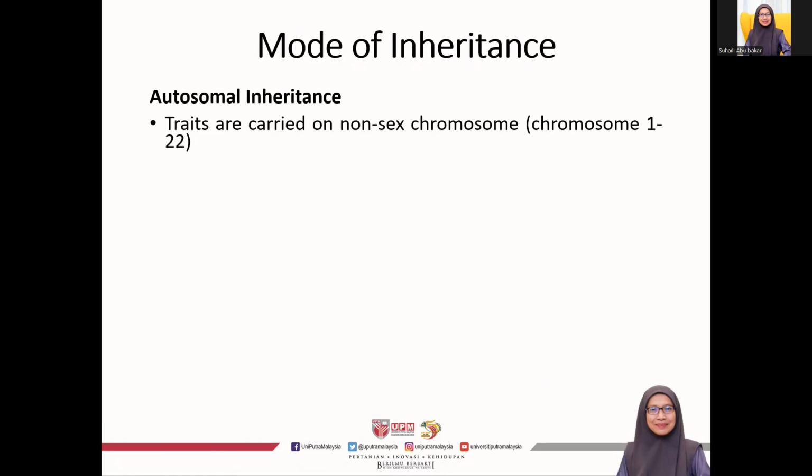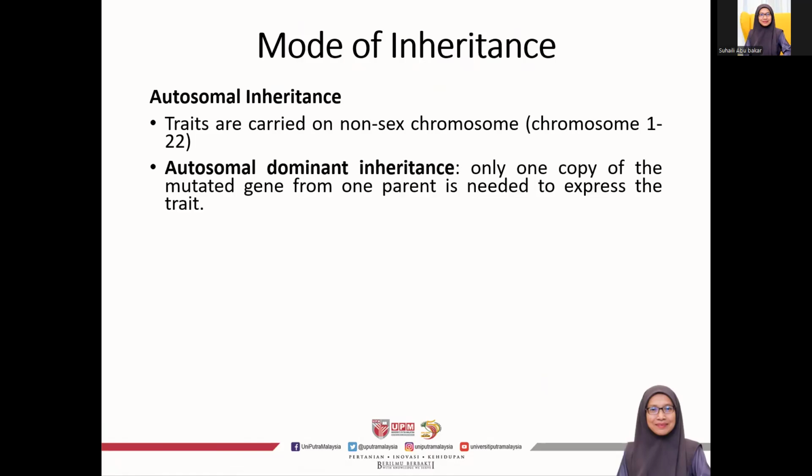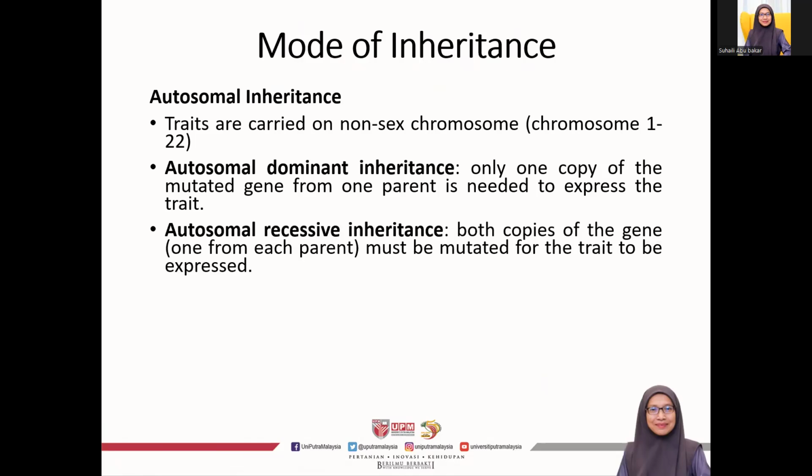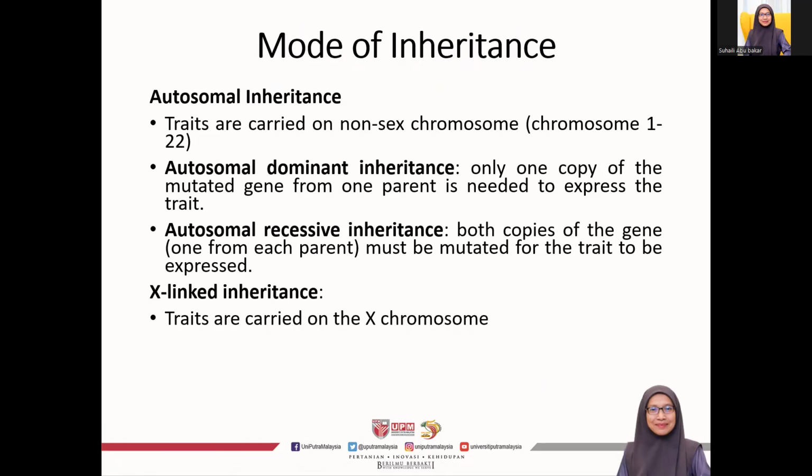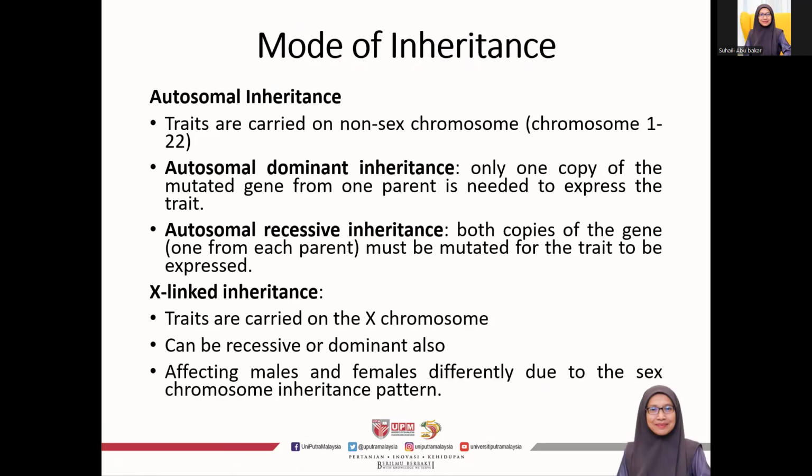Under this inheritance, there is autosomal dominant inheritance, when only one copy of the mutated gene from one parent is needed to express the trait. And then the other type is autosomal recessive inheritance, where both copies of the gene, one from each parent, must be mutated for the trait to be expressed. Another mode of inheritance is X-linked inheritance, where the traits are carried on the X chromosome and can be recessive or dominant as well. However, it affects males and females differently due to the sex chromosome inheritance patterns.